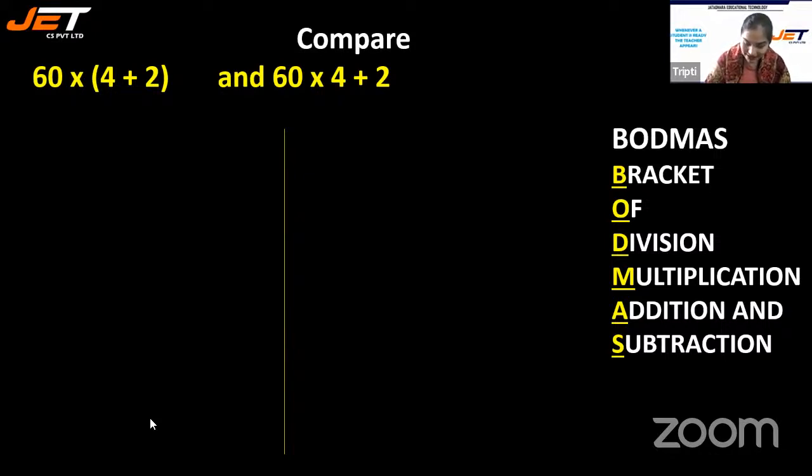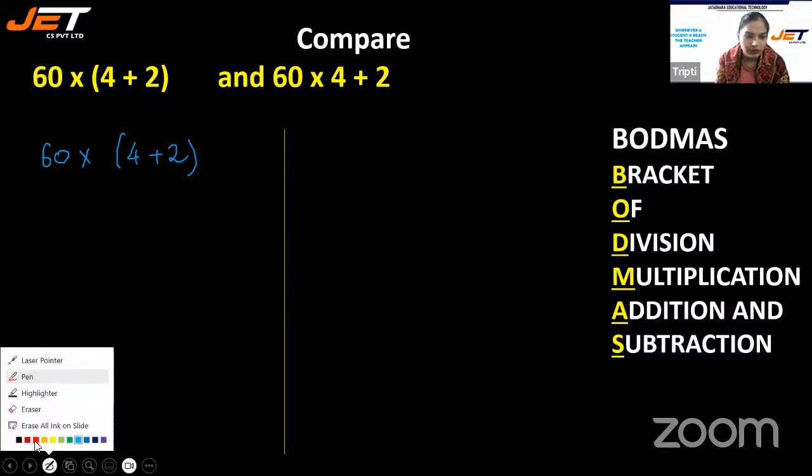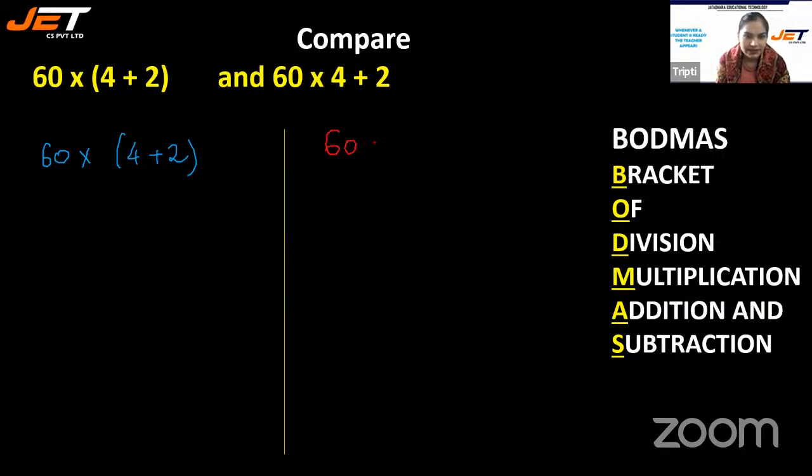Compare. What is the answer in both? 60 times (4 plus 2) in bracket and 60 times 4 plus 2. Quickly write the question here. 60 times (4 plus 2), and here we have 60 times 4 plus 2.